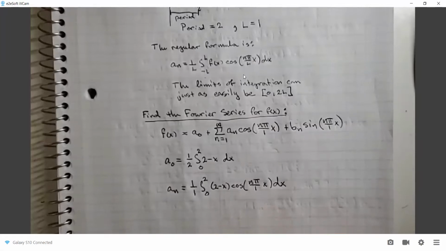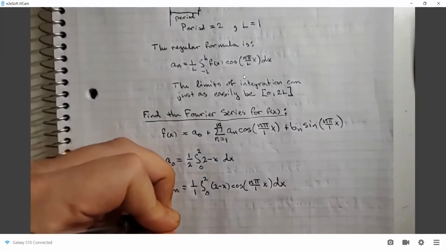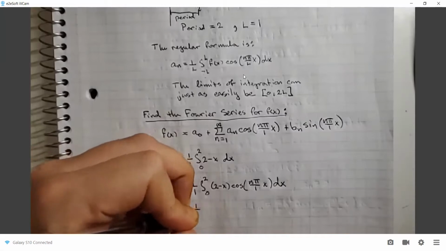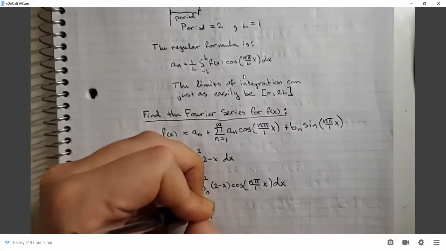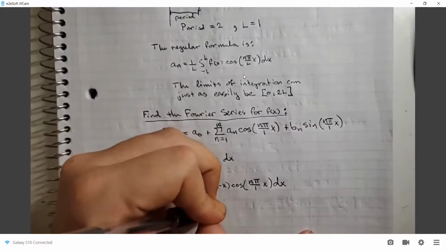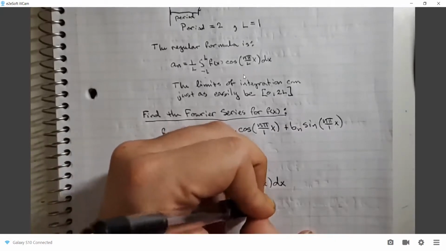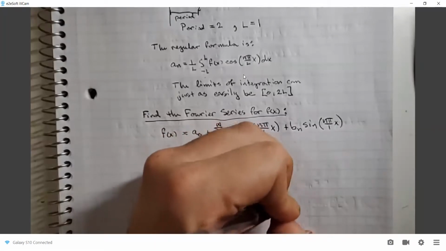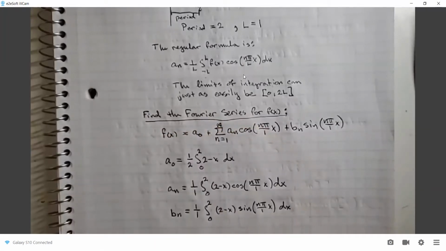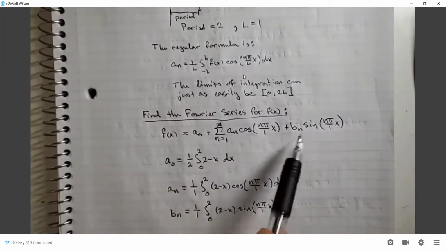And then our bn is going to be 1 over L times the integral from 0 to 2L of 2 minus x, that's our function, times sine n pi over L x dx. So we're just plugging straight into the formulas from the previous page. The rest is to do these integrals, and those are your a's and b's. Then once you've got your a's and b's, you plug them back into here, and that's your series.